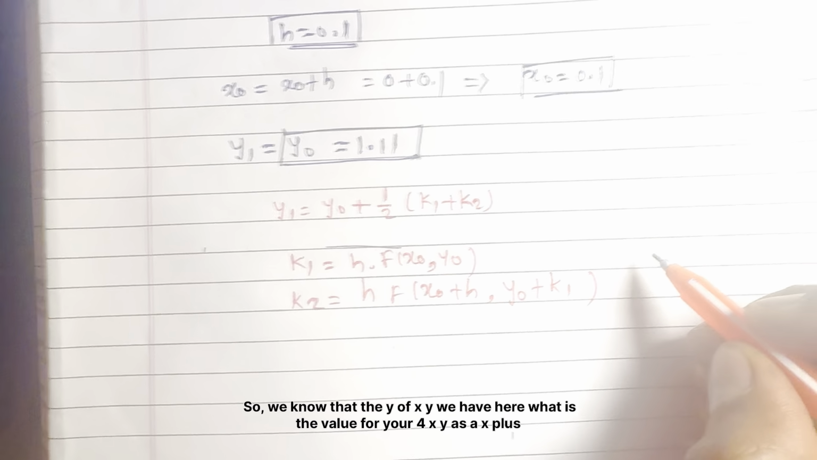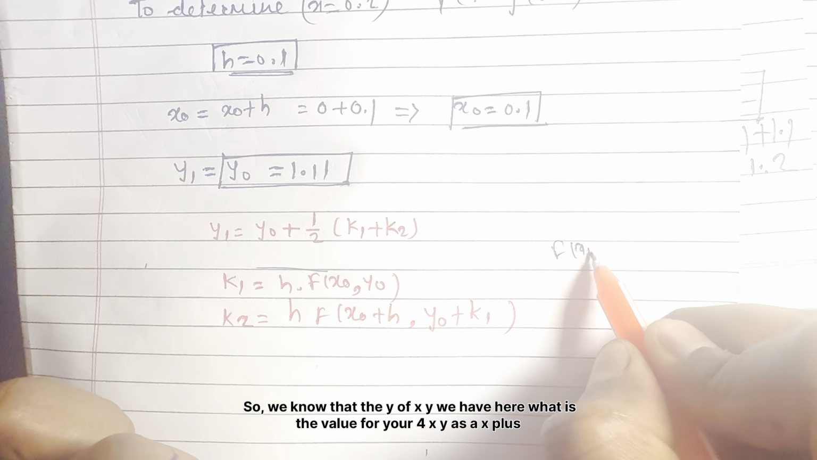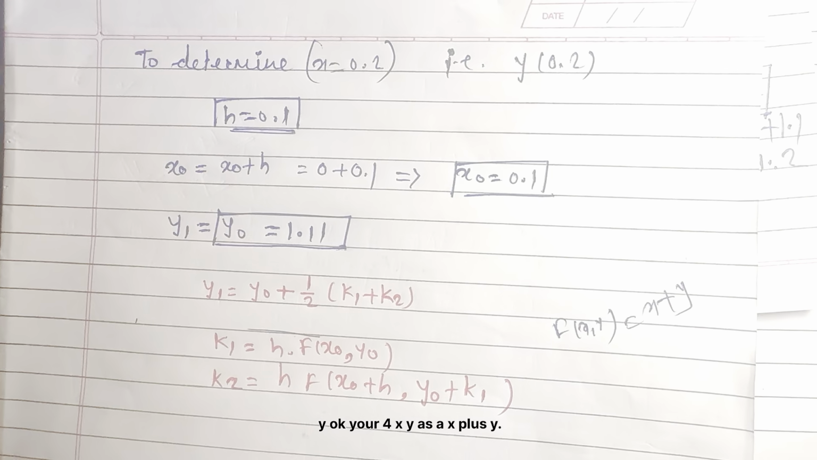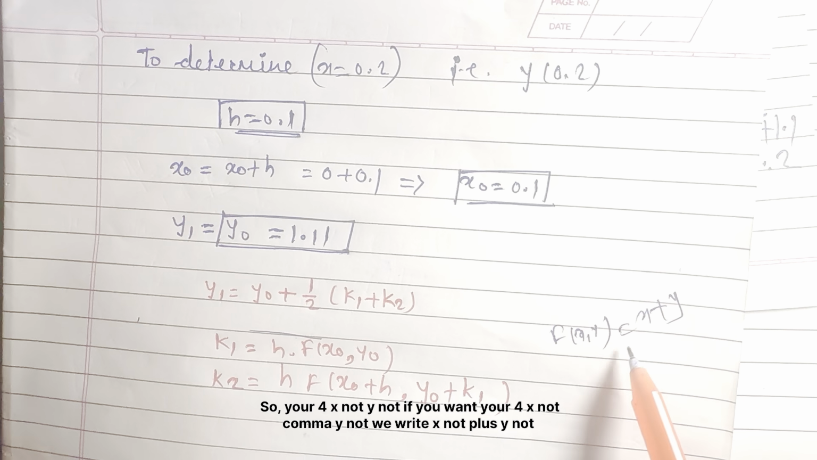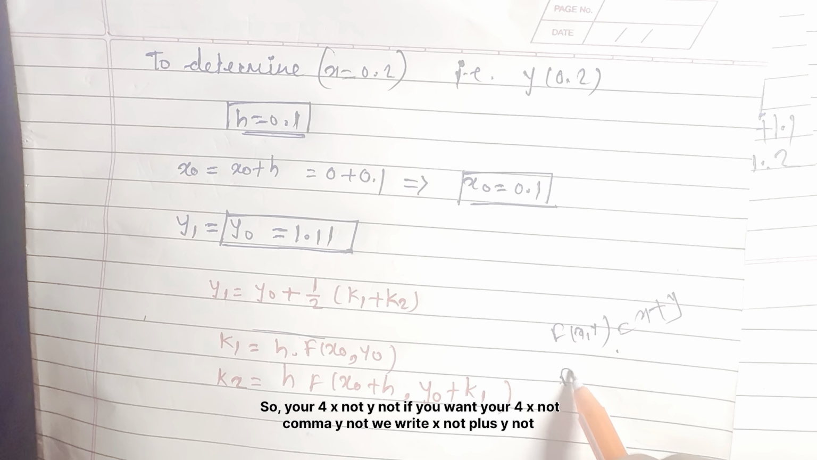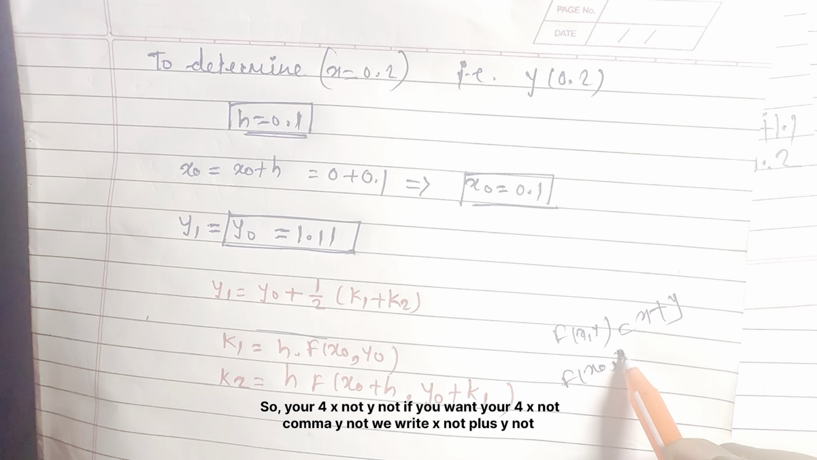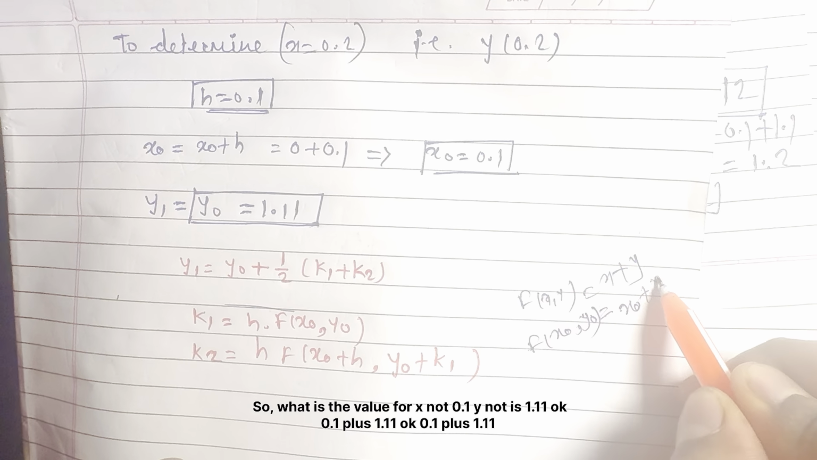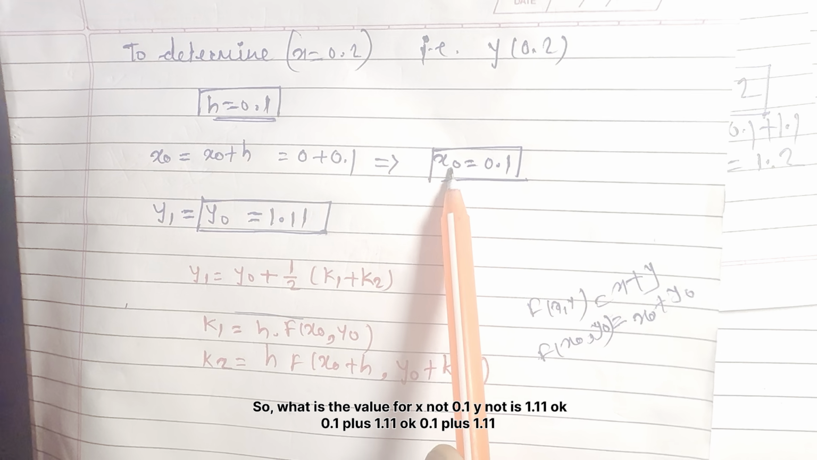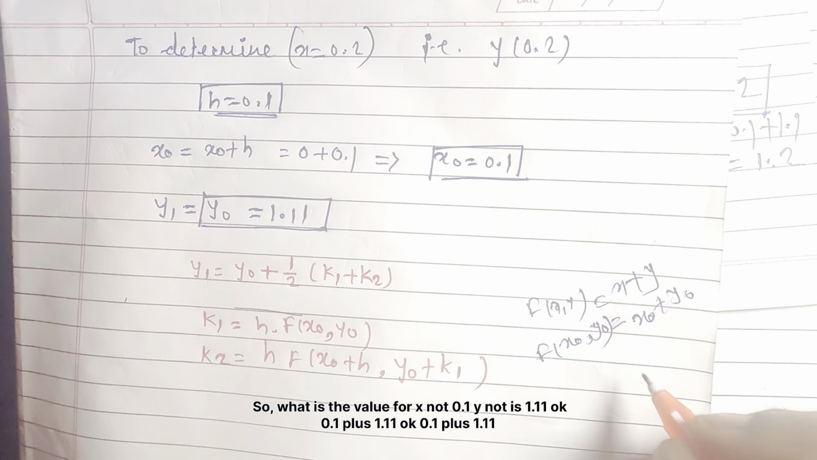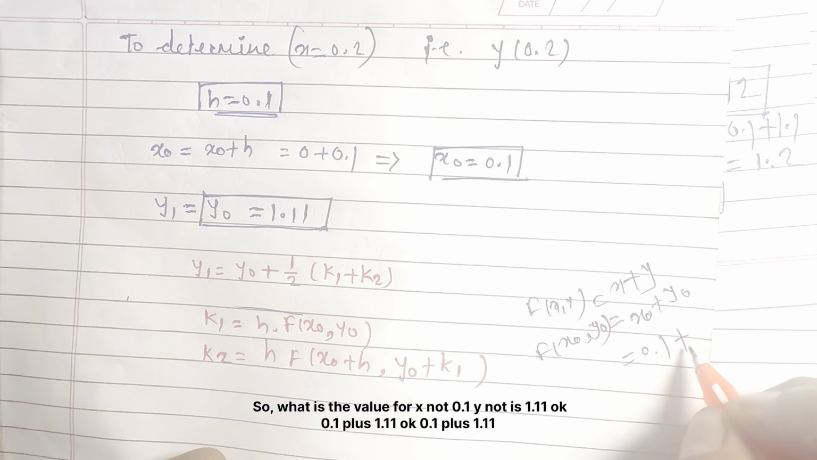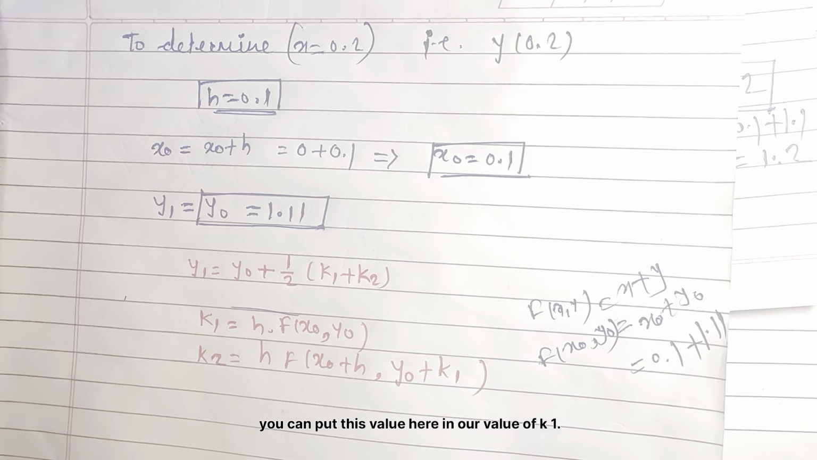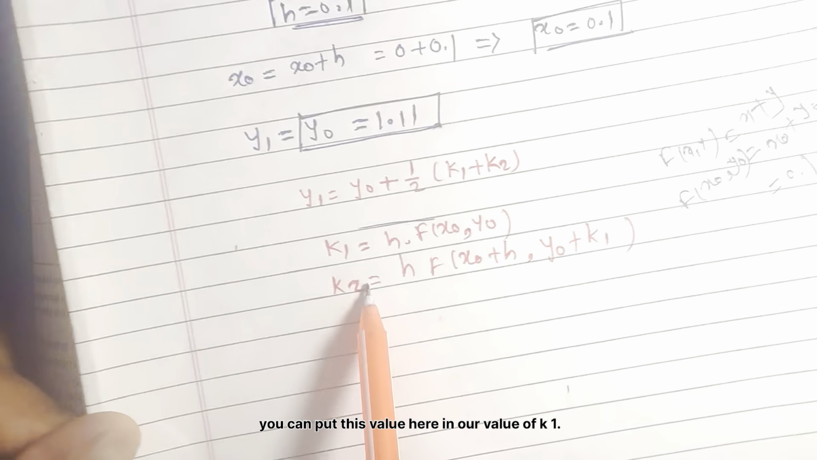So we know the f of x, y we have here. What is the value for f of x, y? It is x plus y. So f of x0, y0, if you want f of x0 comma y0, we write x0 plus y0. What is the value for x0? 0.1, y0 is 1.11. So 0.1 plus 1.11. You can put this value in our value of k1.